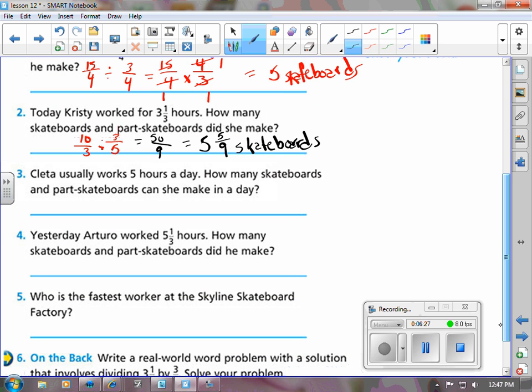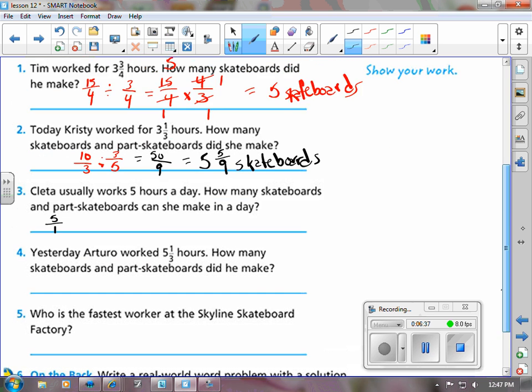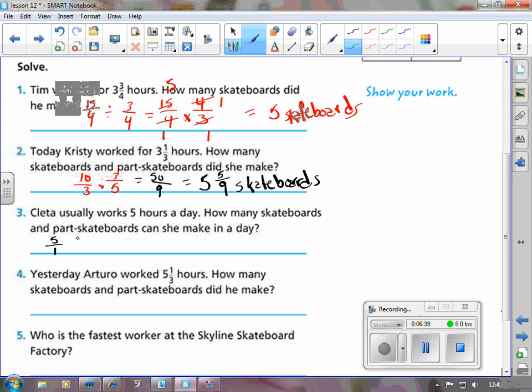Cleta usually works 5 hours a day. How many skateboards and part skateboards can she make? So we're going to take that 5 and put it over a 1. That just gives me the fraction piece so that it makes sense in my head. I'm going to divide that by 5/6. I'm going to flip it this time. That's the same thing as saying 5 over 1 times 6 over 5, which means I can eliminate some numbers. Do you see that? I can get rid of these 5s. They become 1s. And now I end up with just 6 over 1, so 6 skateboards.